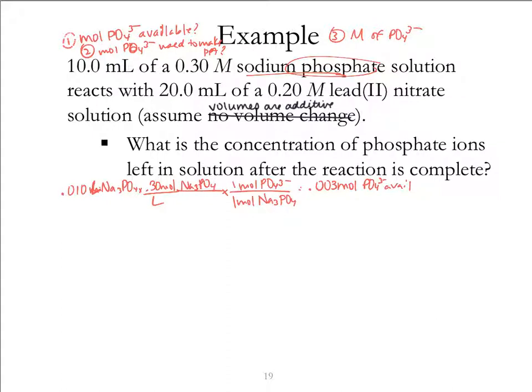Okay, the next part is to figure out how many phosphates went into making the precipitate. So we look at the components that contributed to that precipitate. So the lead(II) nitrate solution, lead(II) nitrate, all of those leads are going to go into making the lead(II) phosphate. So we want to figure out that part.